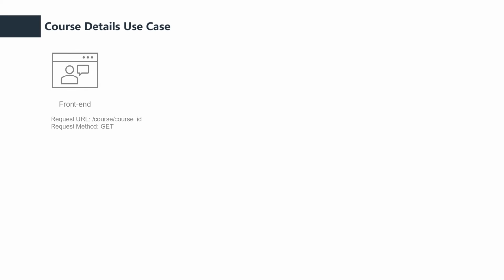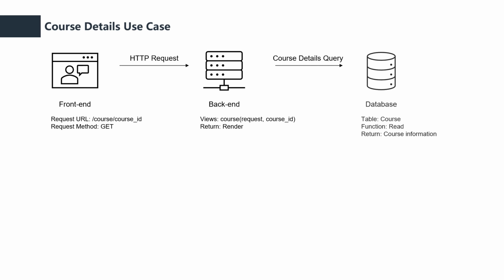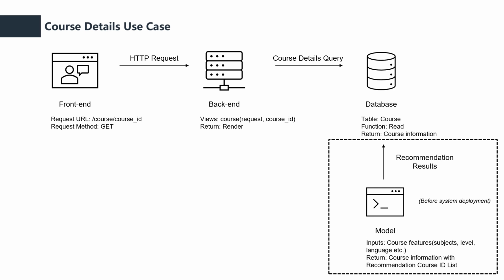In the course details use case, the front-end accesses the URL containing the course ID. Upon receiving the request, the back-end accesses the corresponding entry in the course details database. The course details database contains not only the basic information about the course but also the recommendations calculated based on the course. Our recommendation model preprocesses each course and produces a recommendation result for each course.